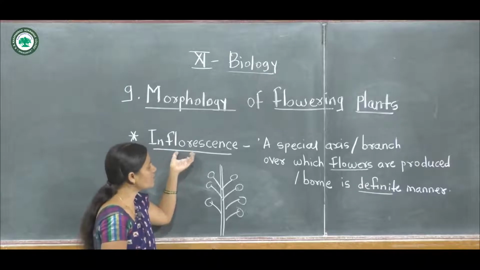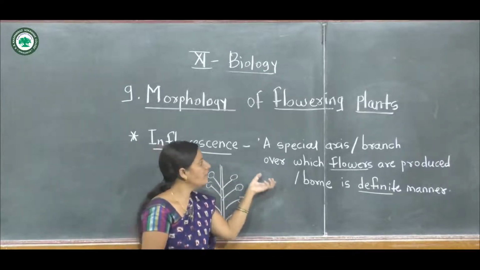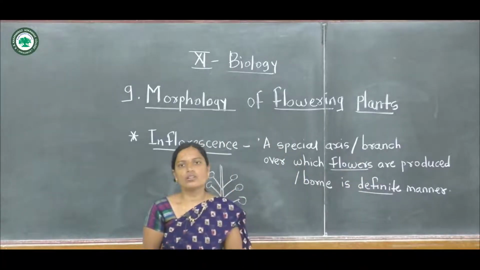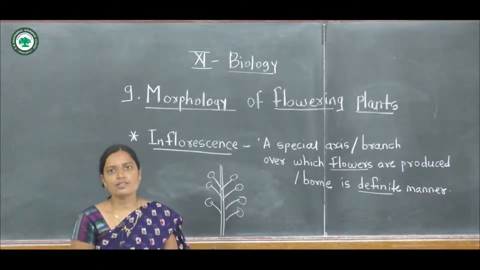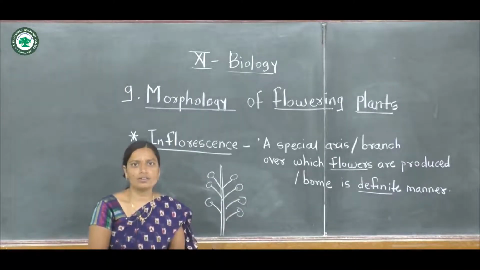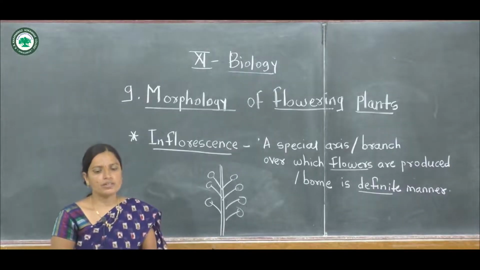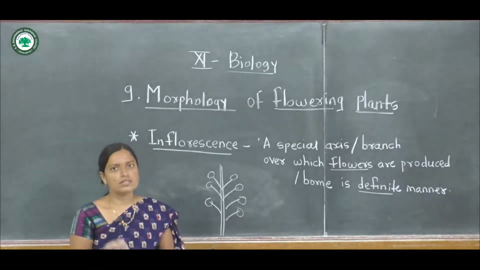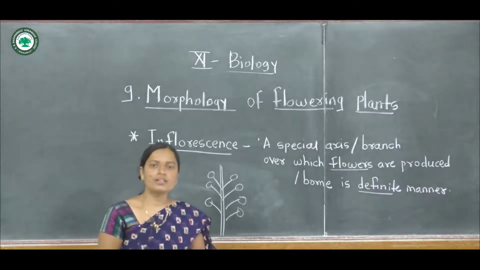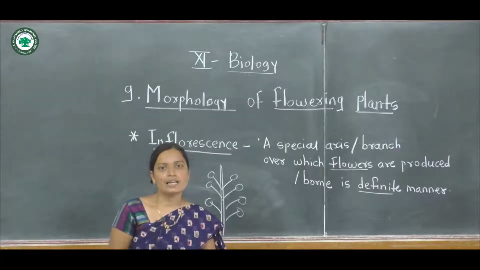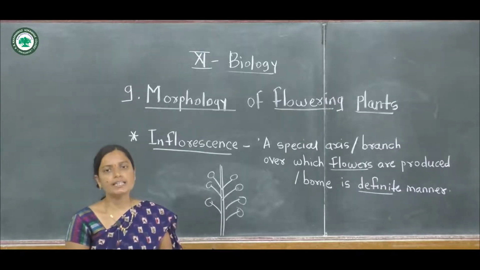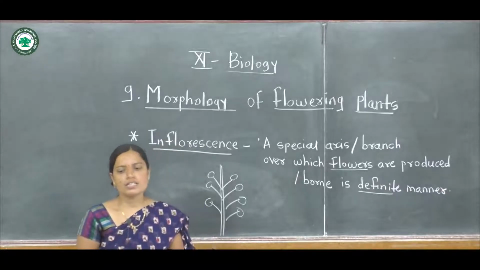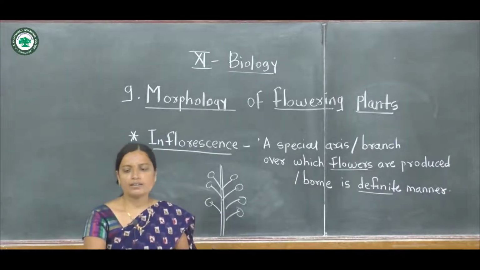The inflorescence is a special axis on which flowers are produced. In short, a group of flowers is called an inflorescence. All the flowers do not mature at the same time. They mature at different times, so the chances of pollination increase, and a large number of flowers can be pollinated in a single visit, which makes the plant attractive.